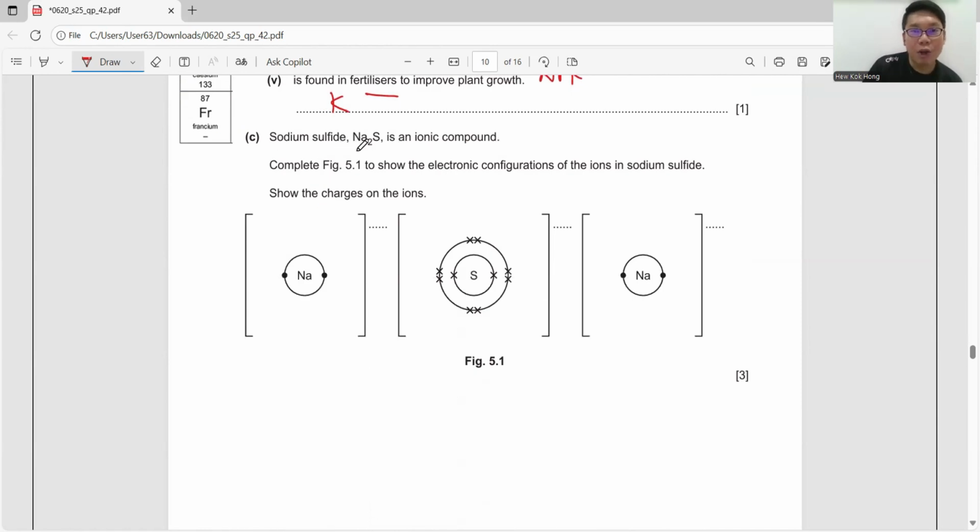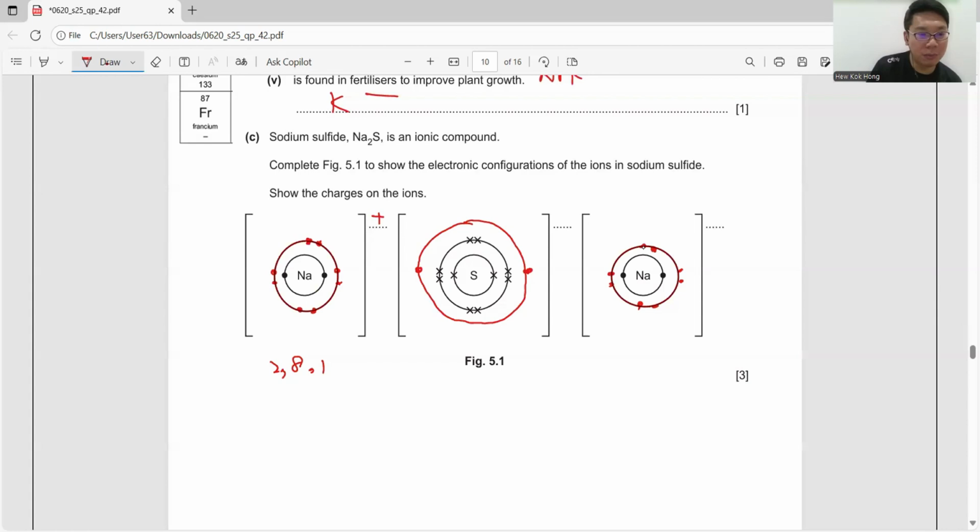Sodium sulfide is an ionic compound. Complete the table to show the electronic configurations of the ions in sodium sulfide. So sodium, we already know has 11 electrons, 2, 8, 1. One more electron will go to sulfur. Here give one, here give one. So here removes one electron, becomes positive one. Here also positive one. Here receives 2 electrons, becomes 2 negative. So we have 1, 2, 3, 4, 5, 6: group 6 for sulfur.